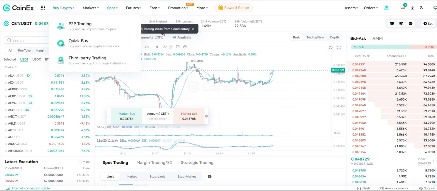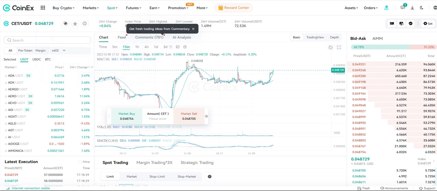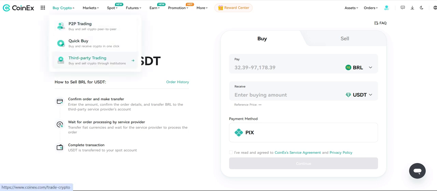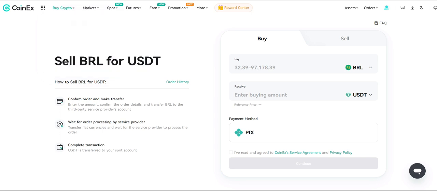If you go to buy crypto, there's also the P2P trading option, where you can buy and sell cryptocurrency peer-to-peer from other people. There's also the quick buy as well. If you go to quick buy, you can use a payment method that's available here. For example, for me, it's PIX. Maybe for you, it's something else. It depends on the provider and the country. There's also third-party trading, where you can buy and sell crypto through institutions.